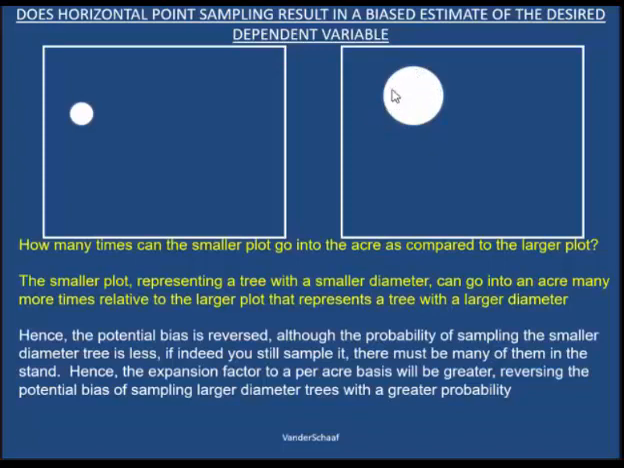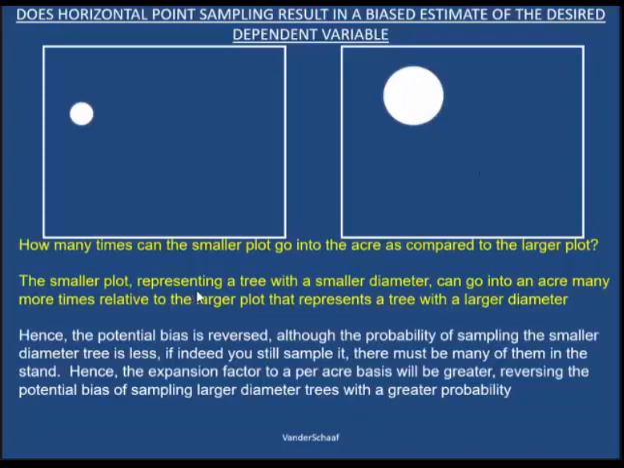This is a larger basal area. This has a greater probability of being sampled, the tree, but it has a smaller expansion factor. So if you picked whatever basal area factor you picked, 10, 25, 40, if both of these trees were sampled, they would represent the same BAF.